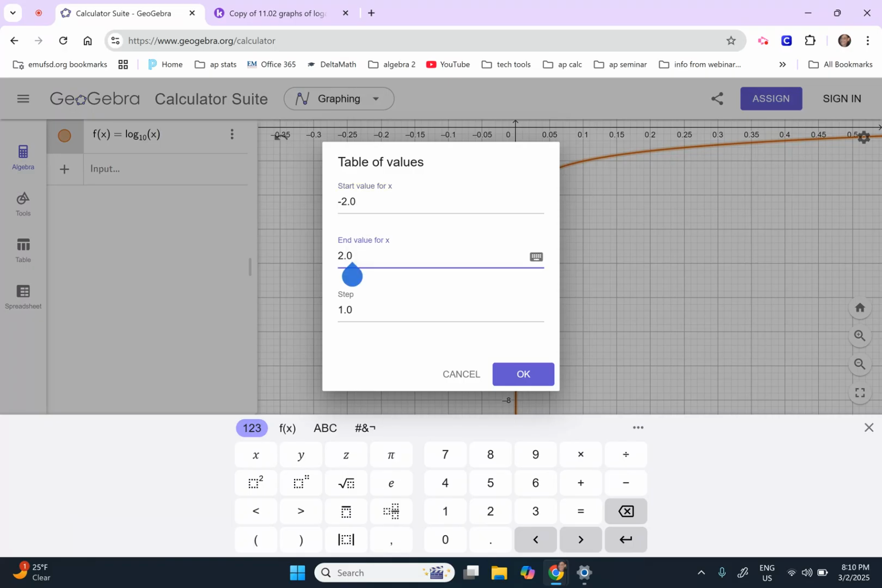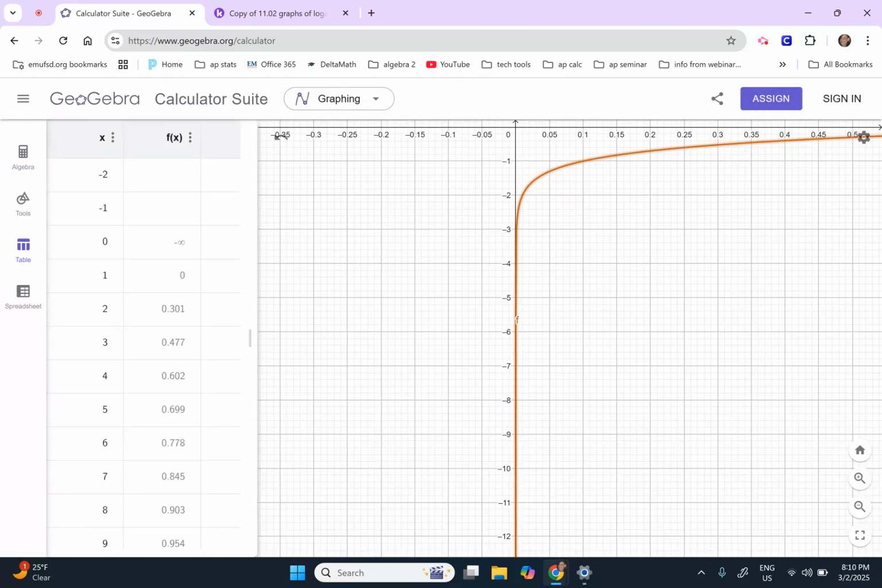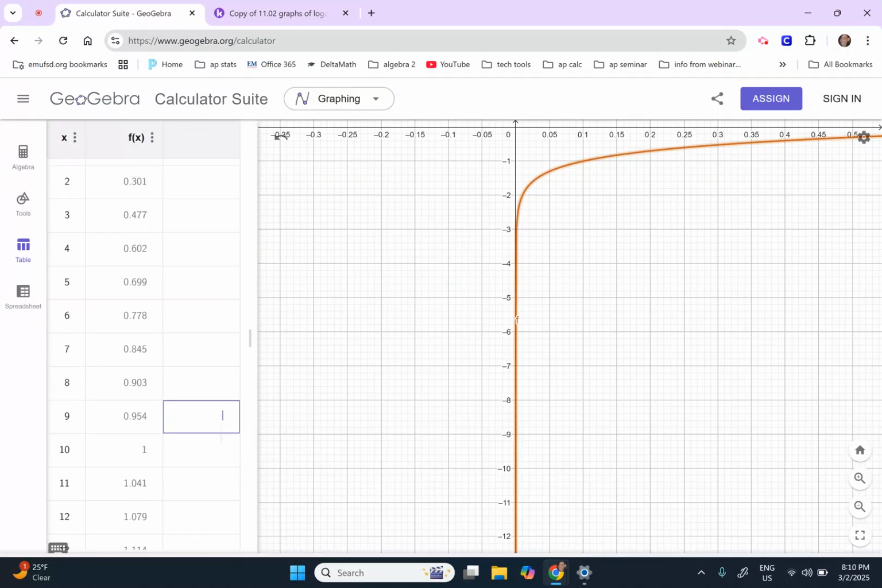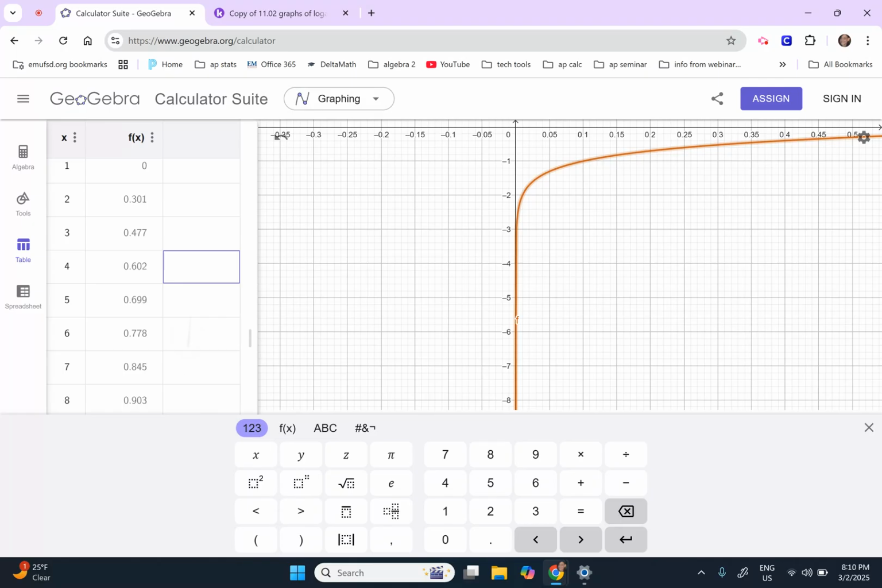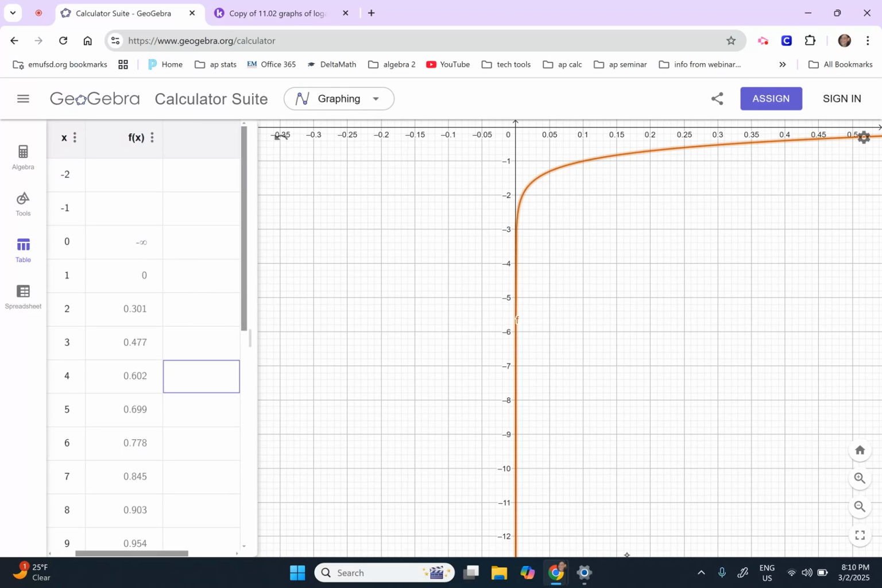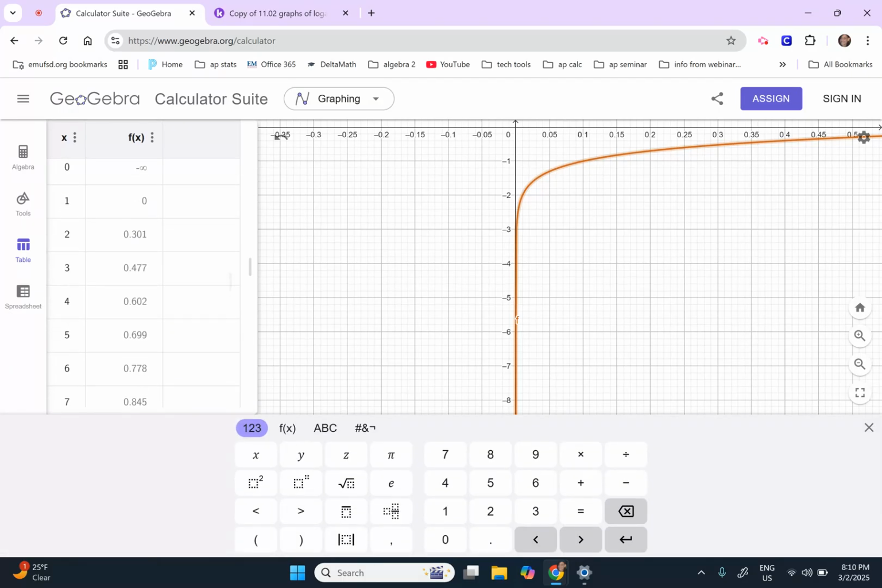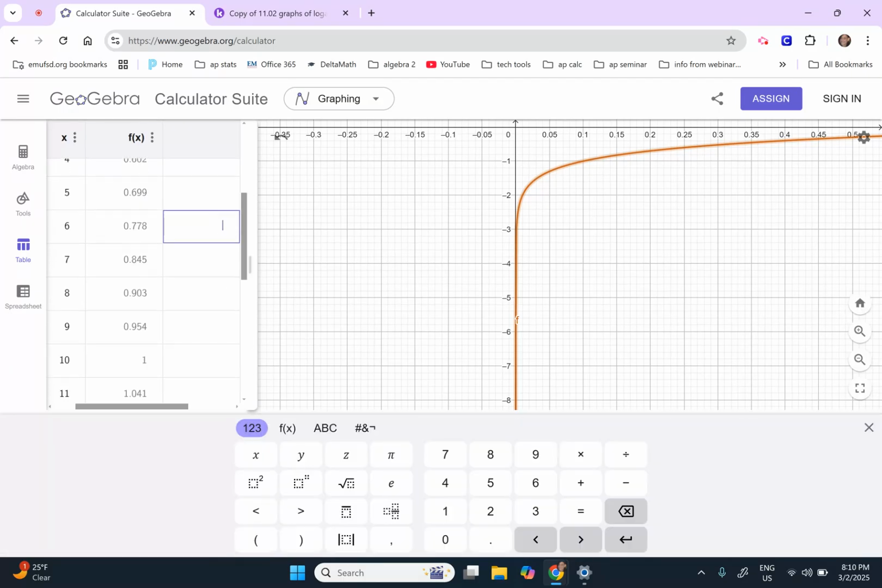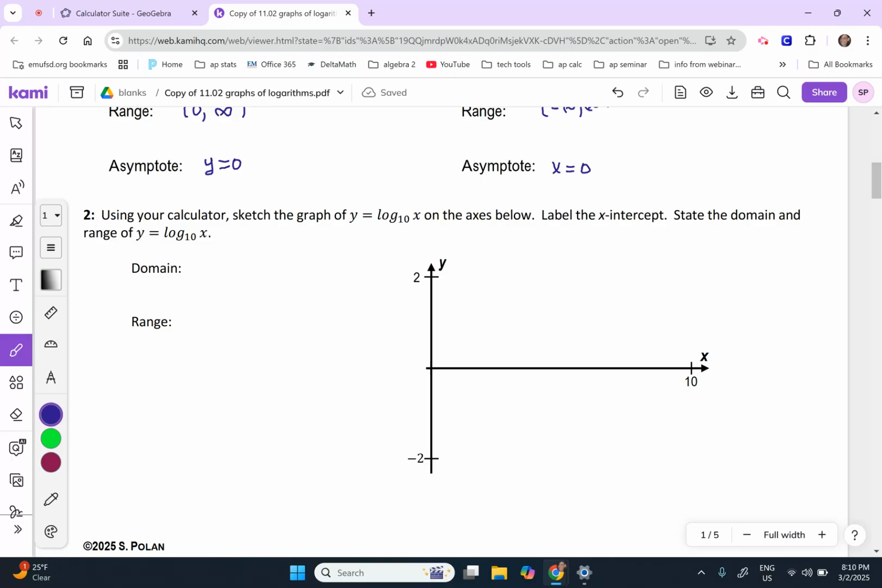And why don't we go from -2 to 20? And so we see the different values of the function, and we see that the graph has that at 0, it says -infinity. It's really undefined there, and that's where you would put the asymptote. All functions in the form log base b of x are going to pass through the point 1, 0, and we see these decimal values, and what you should see at 10, the function's equal to 1. So those are some key features of this graph.